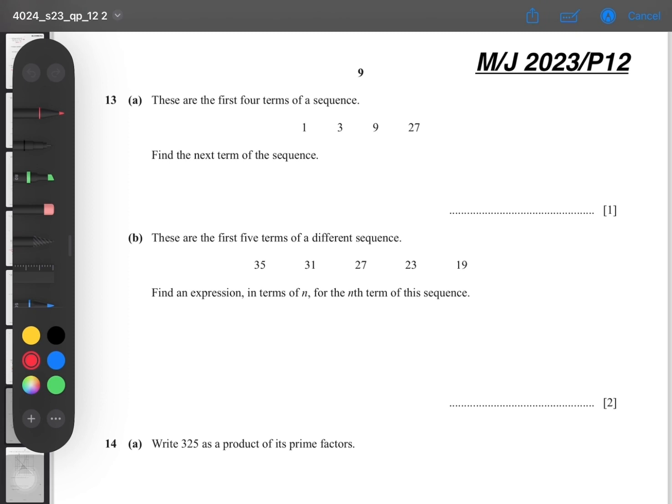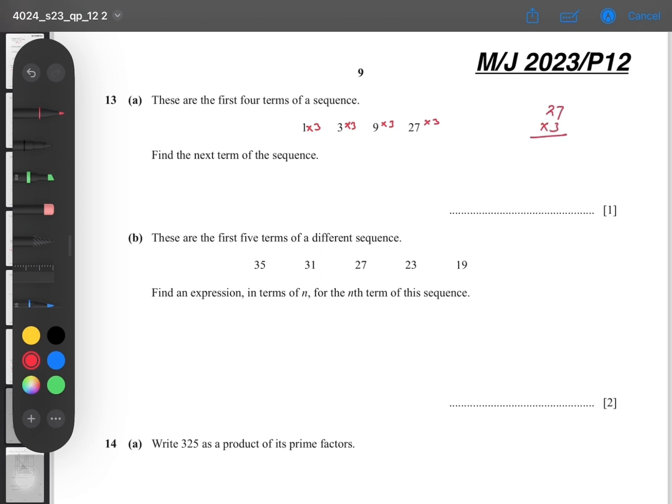So if we see the sequence carefully, we know that 1 times 3 is 3. So 3 times 3 is 9. 9 times 3 is 27. So actually this sequence is multiplying by 3 to get the next term. So for the next term, we just multiply 27 by 3.